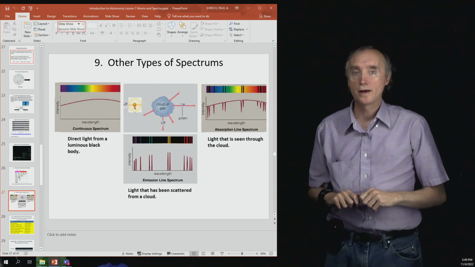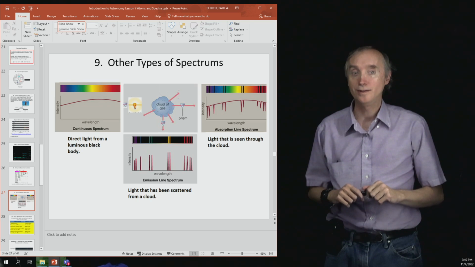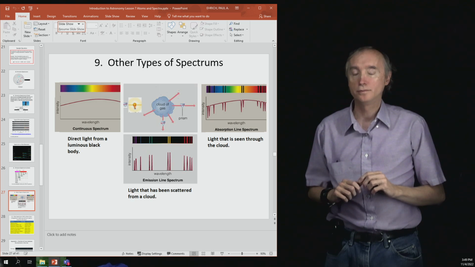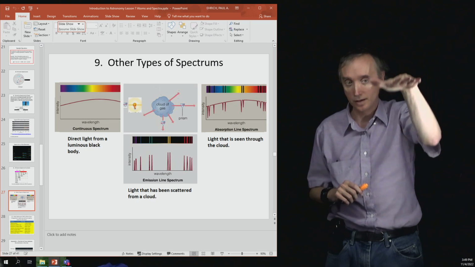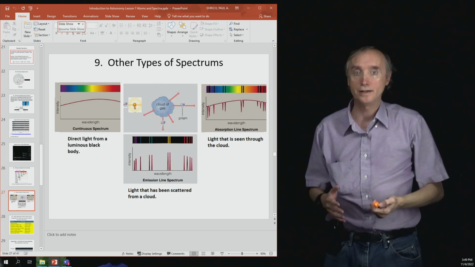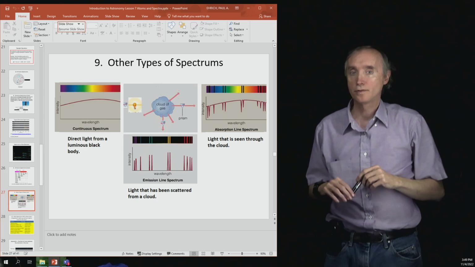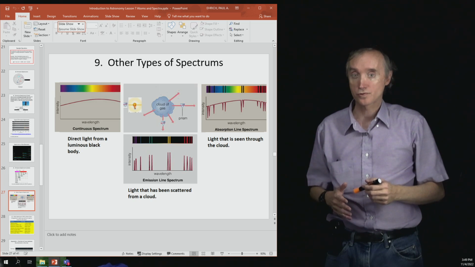Hello and welcome back. So in the previous segment we were talking about emission spectrums. That was when energy was given to the atom, the electrons jumped up in their energy levels. When they came back down, they emitted energy in the form of light. And so that's an emission spectrum. But it turns out that there are two other kinds of spectrums that are also important to the astronomer.